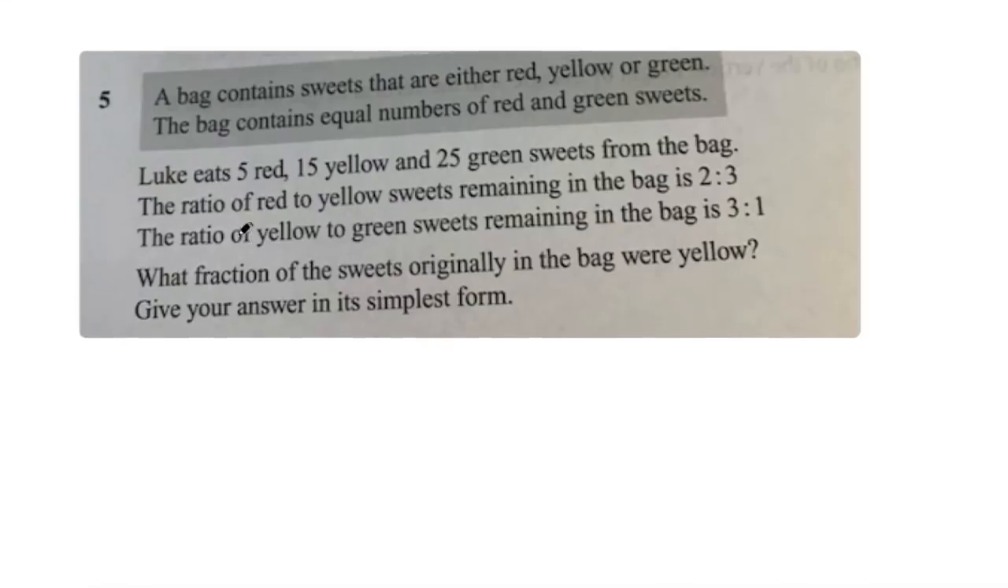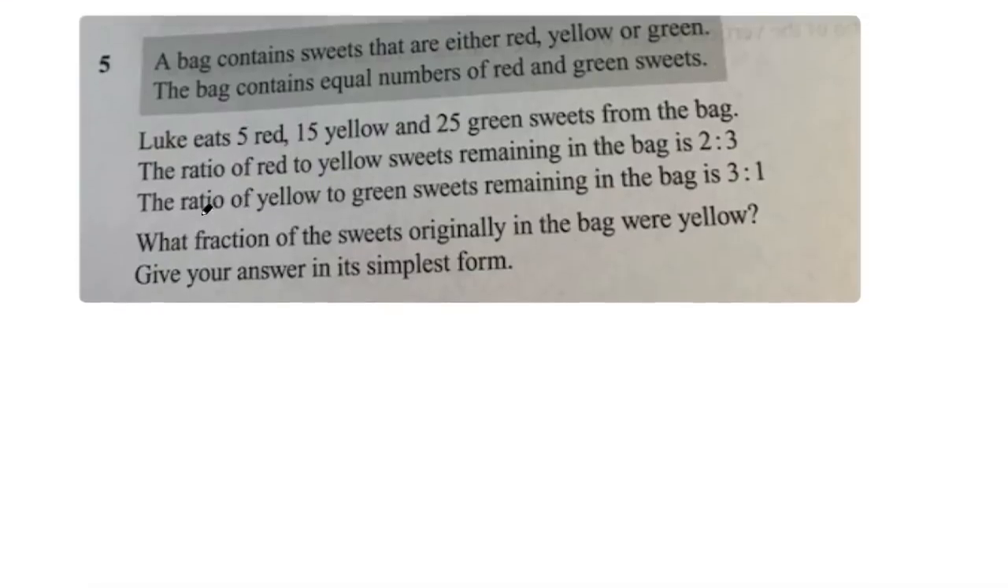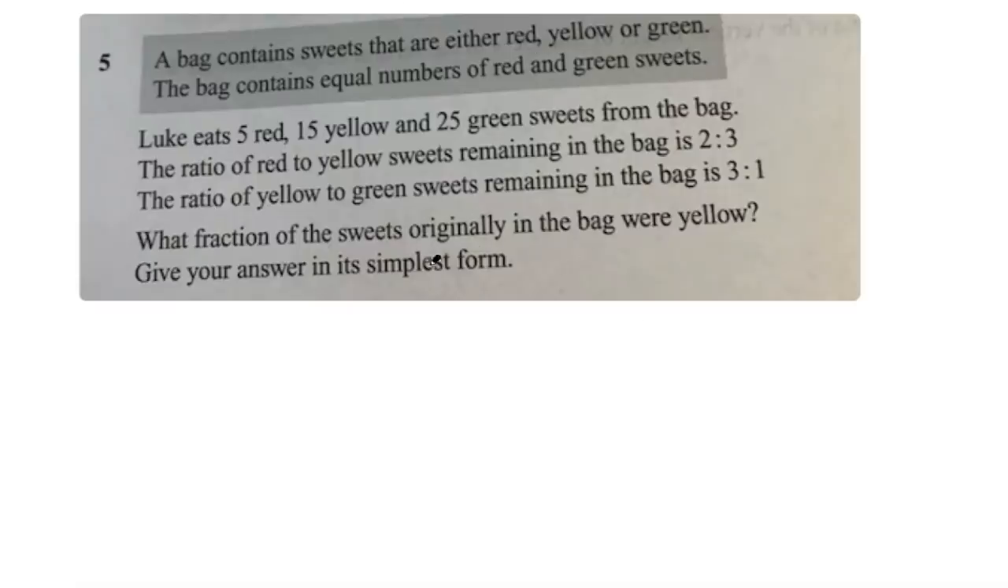Okay, so difficult to know where to start with this question because there's lots and lots of information here. But I started off by giving variables to the red, yellow, and green sweets originally in the bag. So I said that red sweets was X, and we're told that red and green sweets had equal numbers, so that means the green sweets were also X, and the yellow sweets I called Y. So there are X red sweets, X green sweets, and Y yellow sweets.